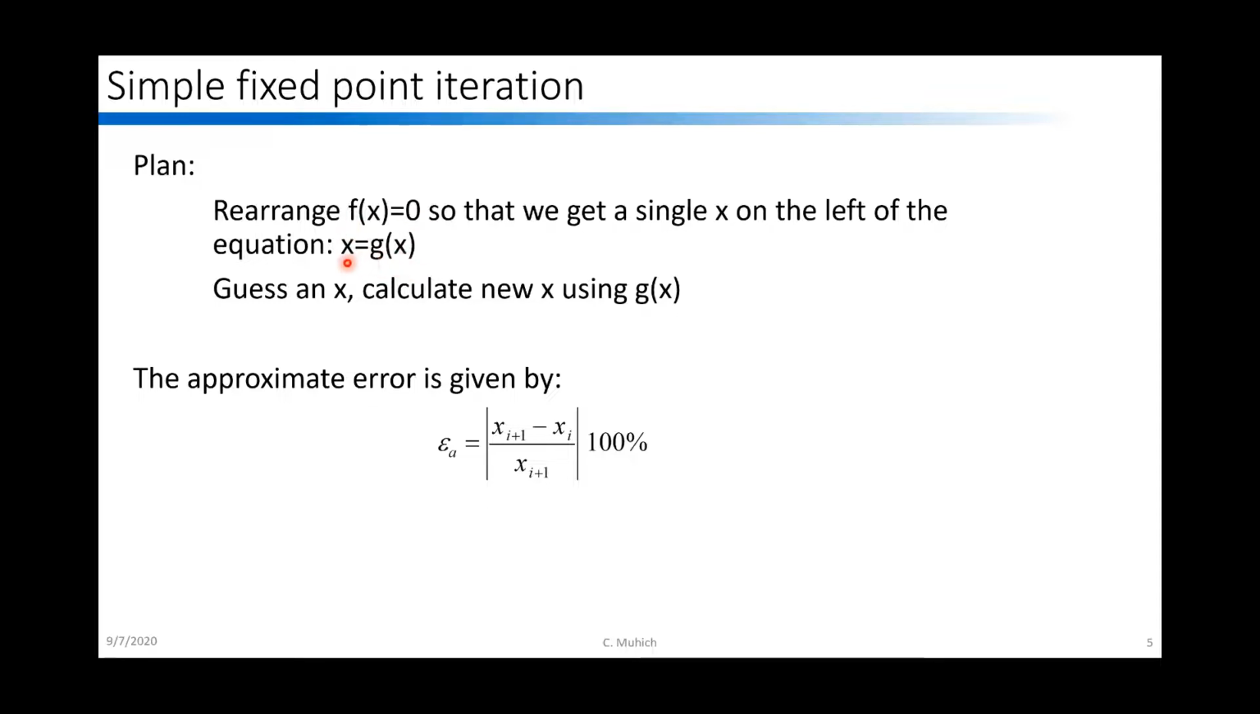When we do this, we essentially have x on the left and x on the right, so we're going to be able to form this sort of loop. We guess an x, take that guessed x, put it into that g of x equation, which gives us a new x, and then we loop back. Once again, we look at the approximate error given by this equation from last time to tell us if we're converging and when to stop. Remembering from last time, the approximate error is the absolute value of x i plus 1 minus x i over x i plus 1, times 100% to put that on the percent scale.